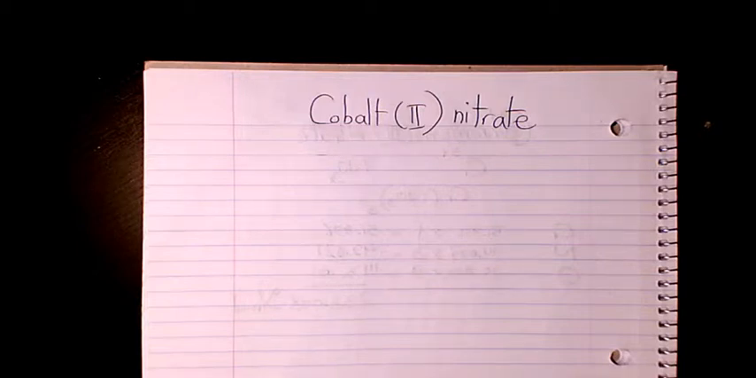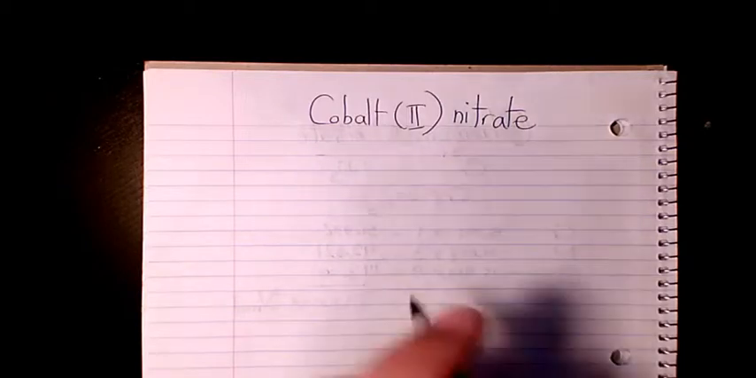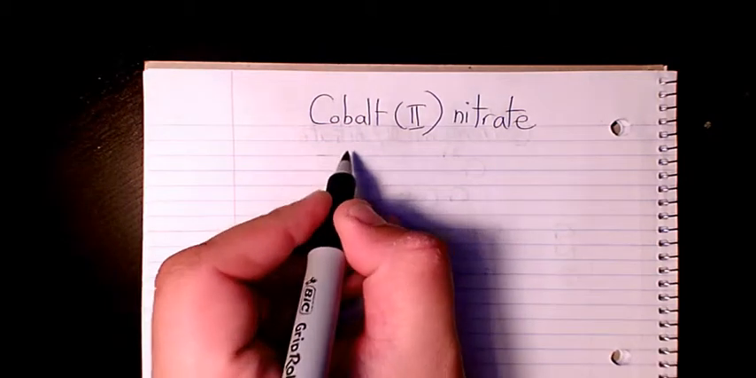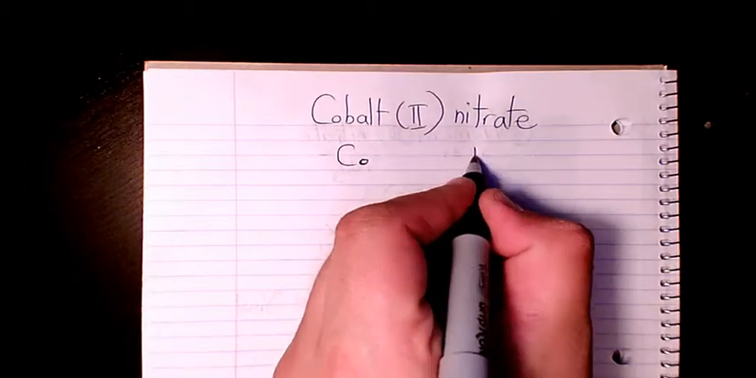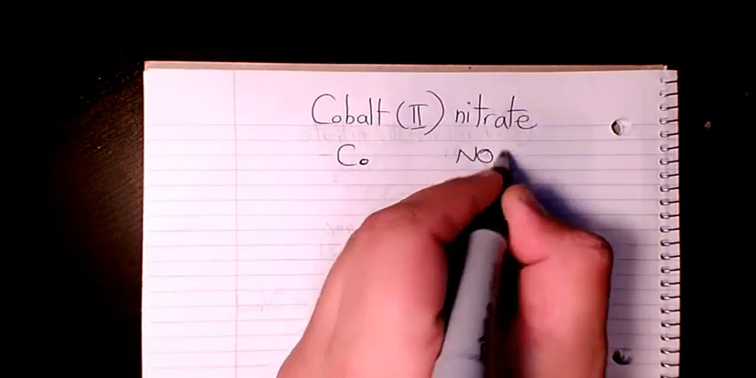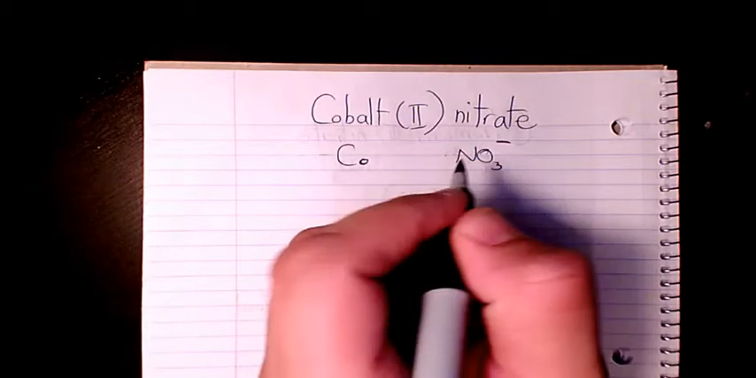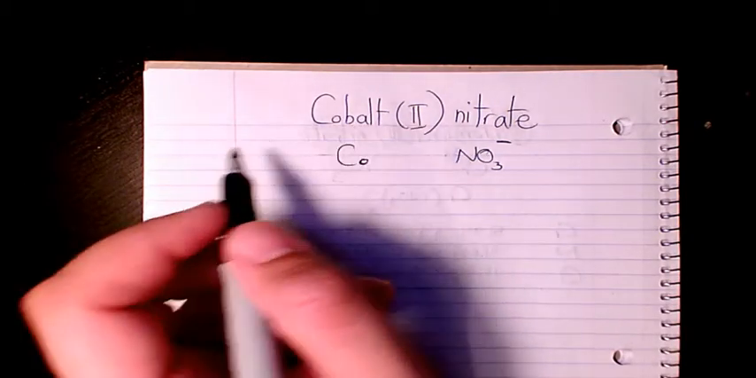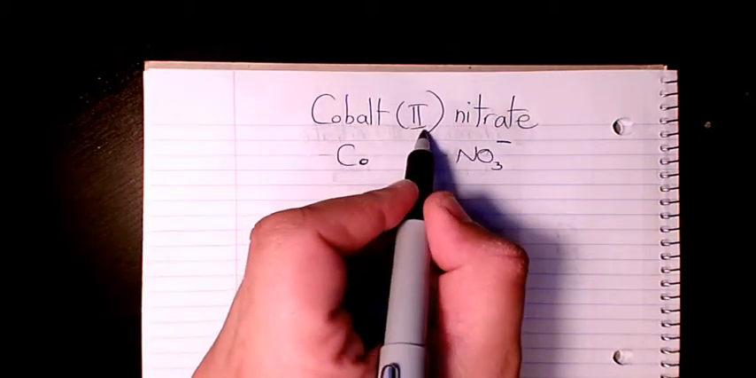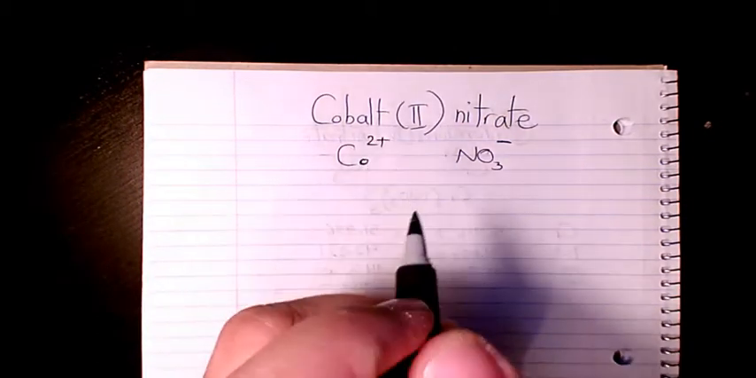In this video I want to show you how to write the molecular formula and how to calculate the molar mass or molecular weight of cobalt nitrate. So as you know, the symbol for cobalt is Co and nitrate is NO3. That's the polyatomic ion NO3, and the charge is -1. And the charge of cobalt is written here. It can have different charges, but because it's (II) here, that has to be 2+.